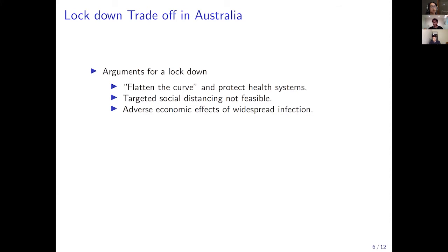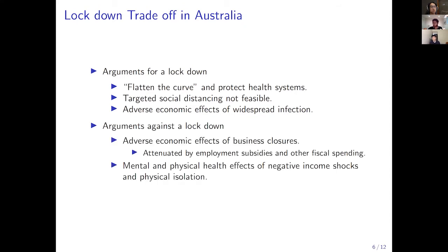So you need to fix the health situation first in order for the economy to be operating somewhat normally. So these were all the arguments for social distancing, for a lockdown in Australia. But there were some arguments against.